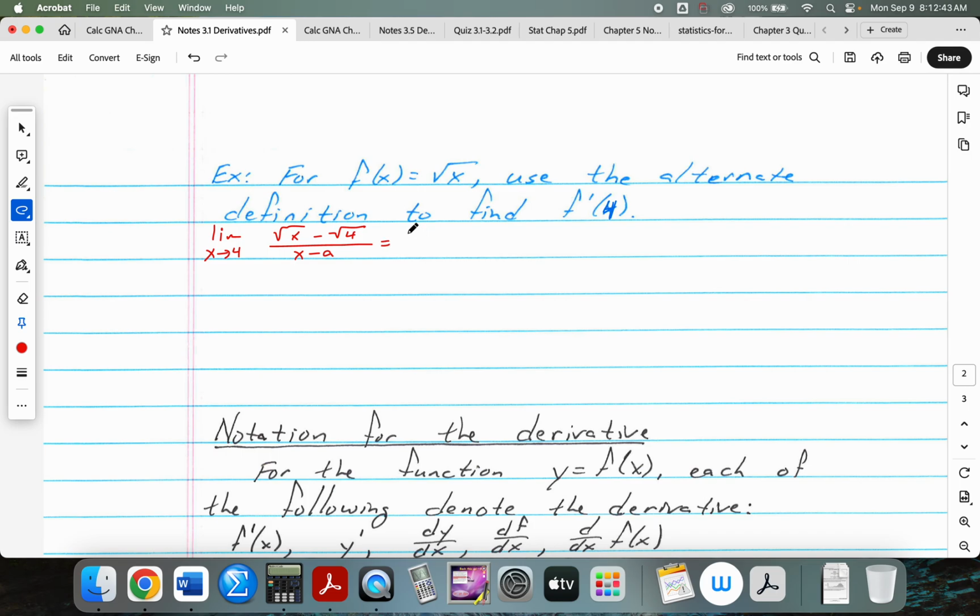So I can make this slightly better, but I'm still going to have to manipulate this by rewriting as the limit as x goes to 4. I'm sorry, I don't know why I keep writing a. It's x minus 4. So this will be the square root of x minus 2 over x minus 4.